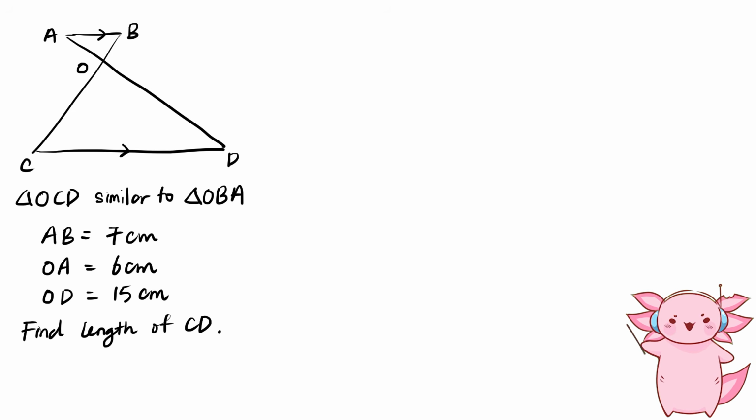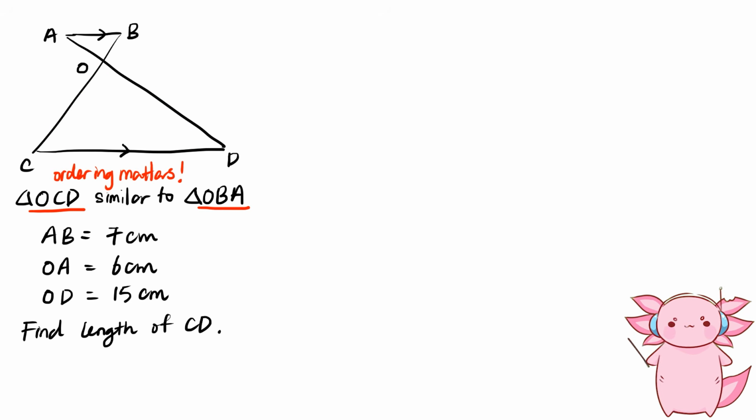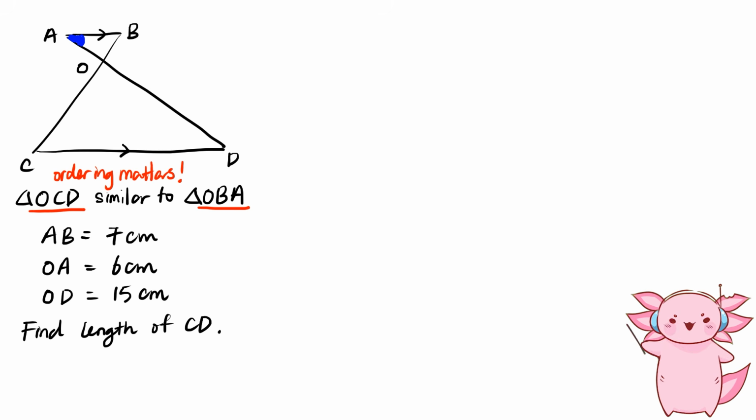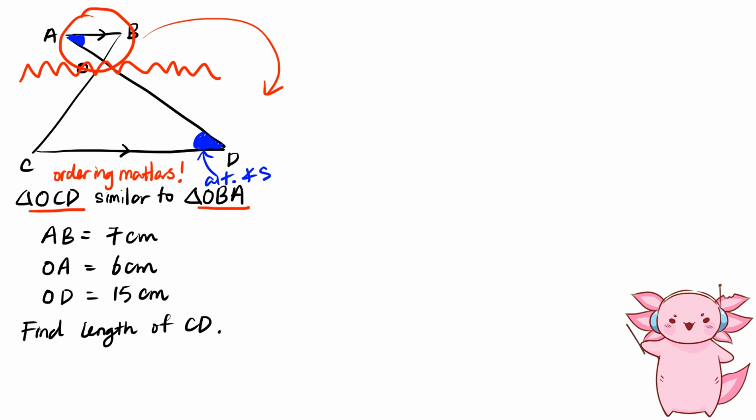For this question, we try to draw out the two similar triangles following again the same ordering method so that it's easier for us to see. Because this angle is equal to this angle because of alternate angles, we can sort of break off this triangle at the top and rotate it down over here.